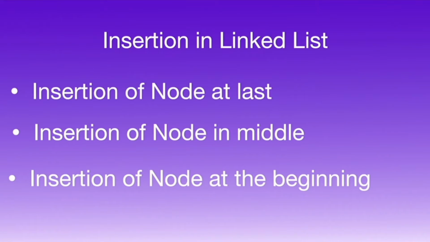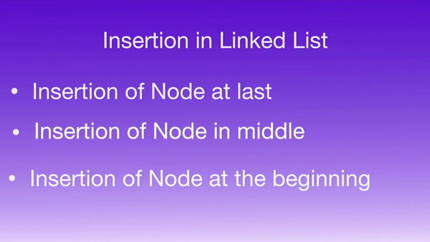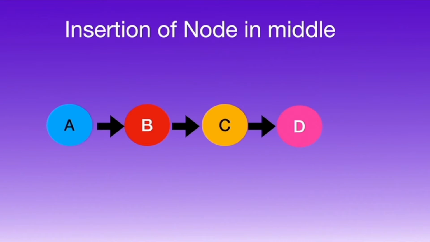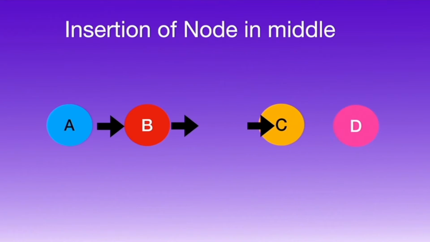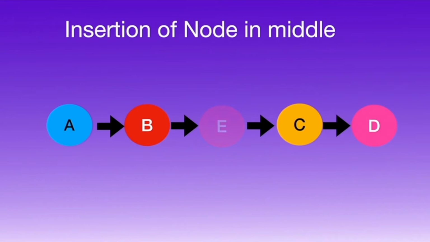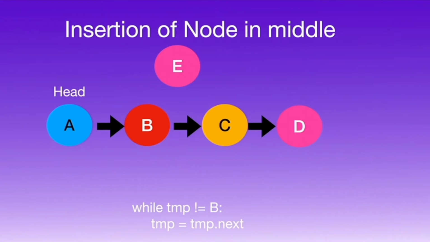Now let's come to the other scenario where we are going to insert in the middle of the linked list. In this example we are provided with a linked list ABCD, and we have to insert a value E after the node B. So how can we do that? Let's look at the algo. What we are going to do here: the head pointer is pointing to the node A.